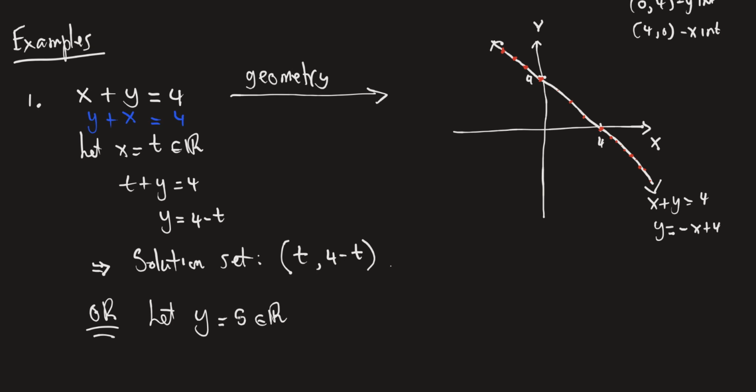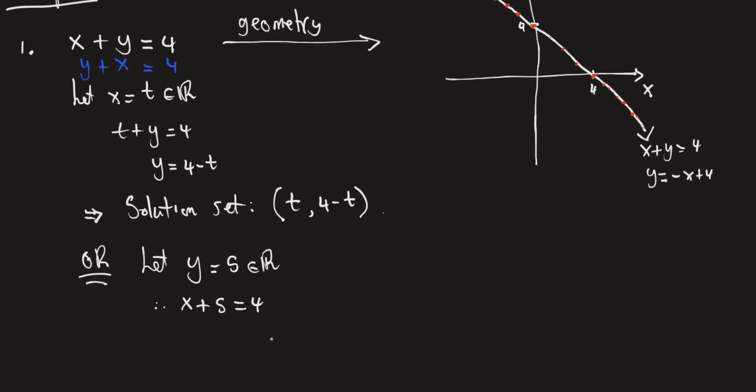So then I would have to figure out, let's say I were to pick the value for y, what would the x value be that would correspond to this? Well, I want that x value to satisfy this equation, right? Either one, it doesn't matter, right? So x plus s is equal to 4. And then I can solve this for x, and x would have to be 4 minus s. And that leads to this solution set.